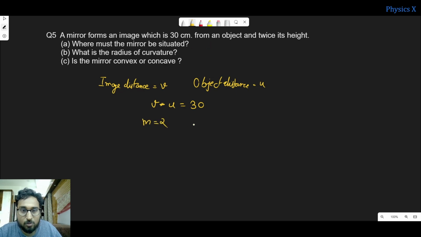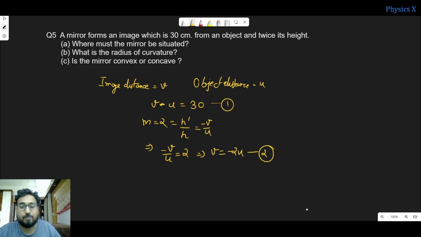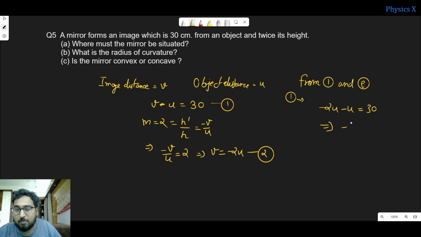That means magnification is 2. It is h dash by h, or minus v by u. So you can write minus v by u is equal to 2, or v is equal to minus 2u. This is your first equation, and this is the second equation. From these two, placing the value of v in the first equation, we get minus 2u minus u is equal to 30. So minus 3u is equal to 30, or u is equal to minus 10 centimeter.